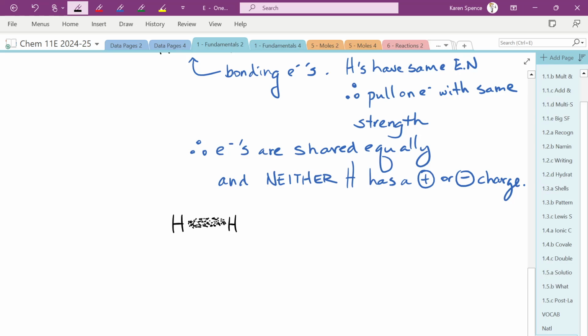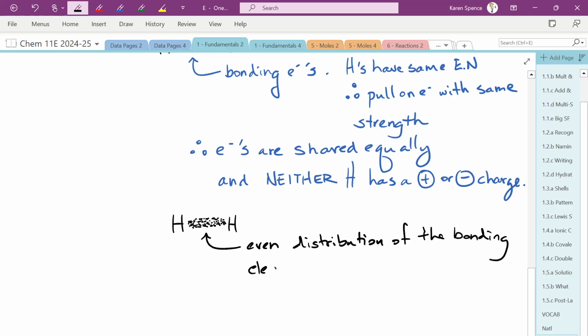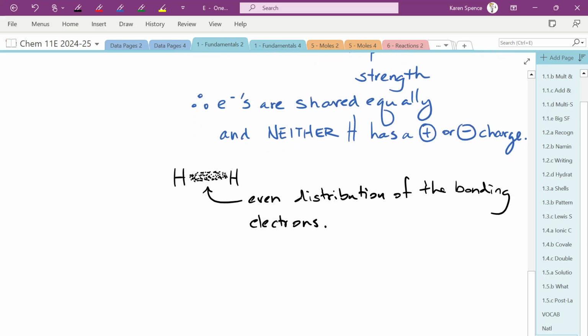Ends up looking a little bit like a little sausage in between them. Okay? We have an even distribution of the bonding electrons. No, they just kind of randomly go everywhere in there. Quite frankly, what those bonds actually look like starts getting into molecular orbital theory, and we're not going to get there for a while. So just go with me, okay?